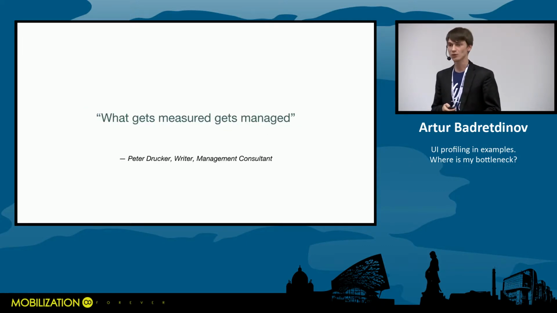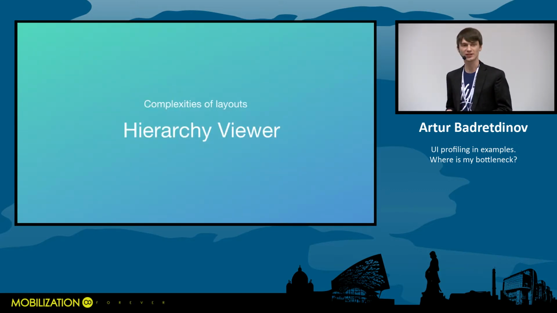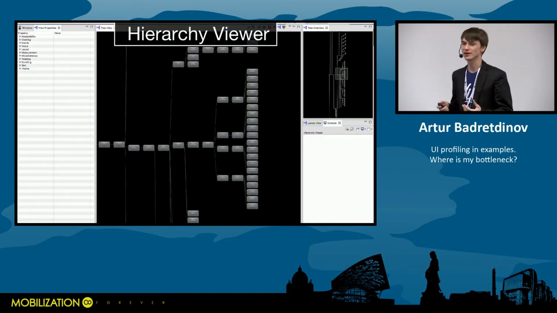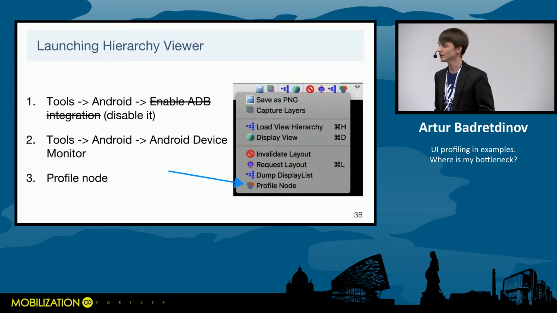OK, and now, what gets measured? Only then could we manage this. And to be able to measure it better, we can use a tool such as HierarchyViewer. HierarchyViewer looks approximately like this. You will have some tree, you will have some properties of views. But more importantly, you can run it and press on profile node.